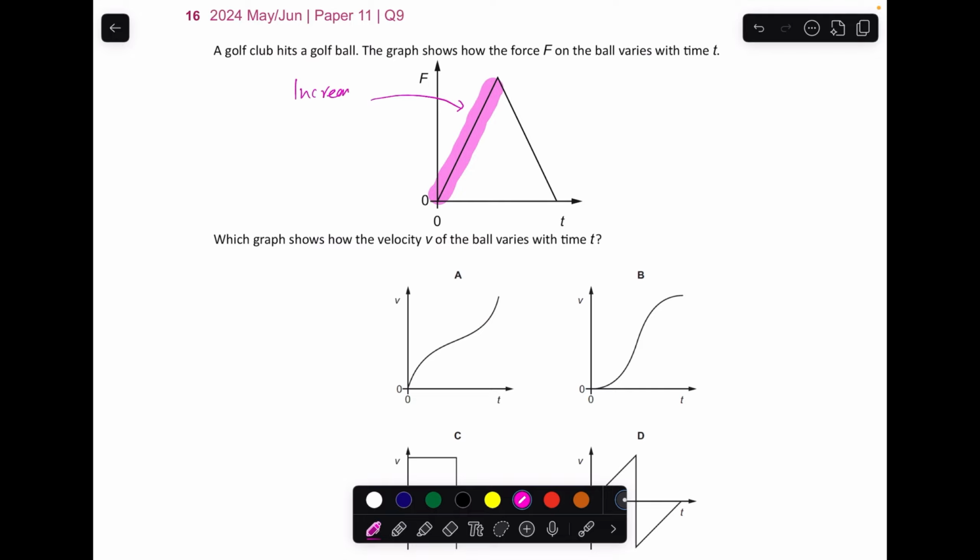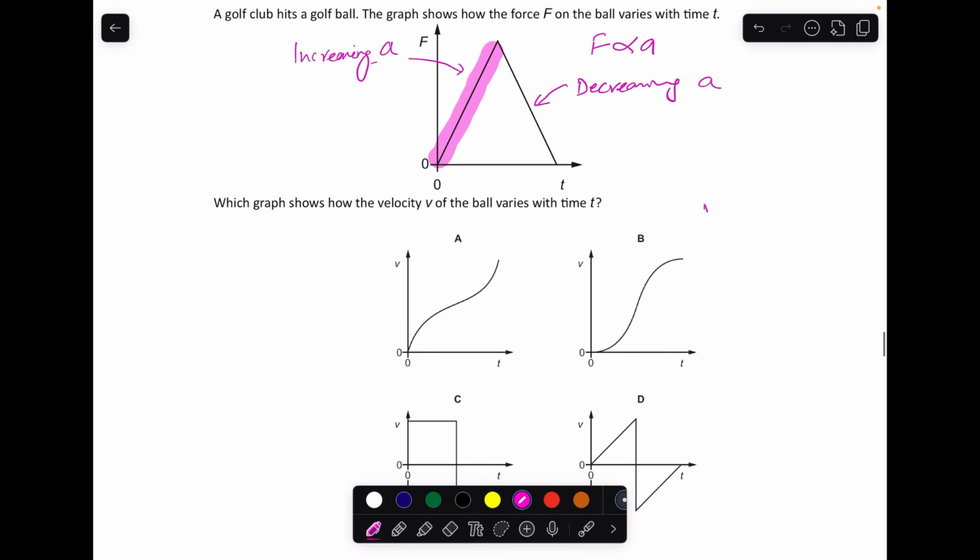increasing force, or you can say force is related with the acceleration. So I can say increasing acceleration. And this portion is showing decreasing acceleration. And in a velocity-time graph, we know slope is equal to acceleration.